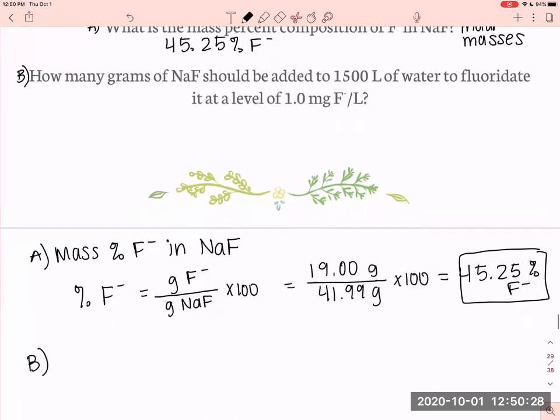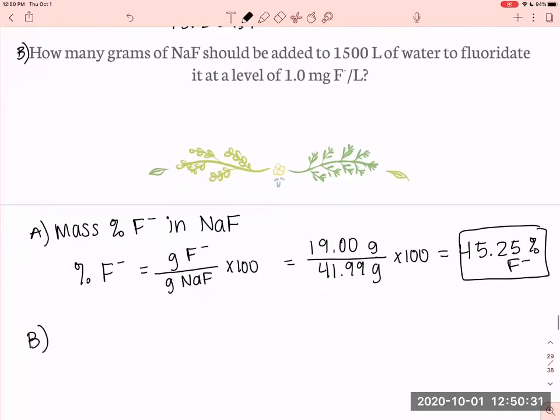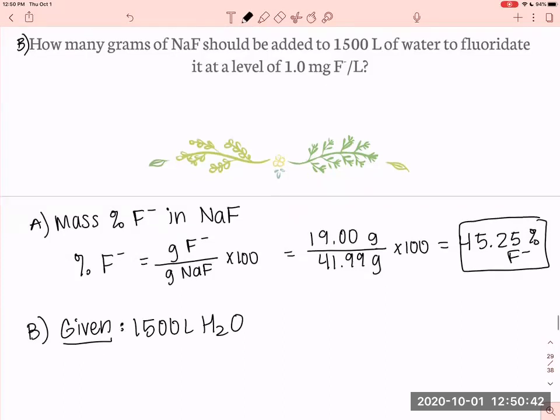So how many grams? So let's get some information down. Now I've got more of a word problem. So I'm given 1,500 liters of water. This other thing I'm given is not a given. It's not a starting place. It is a conversion. So let's not put that there. You want to try to only put one unit in your given or starting place spot. So unknown is going to be how many grams of sodium fluoride.